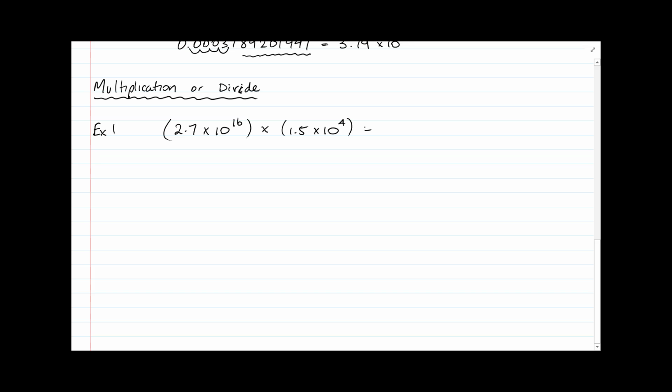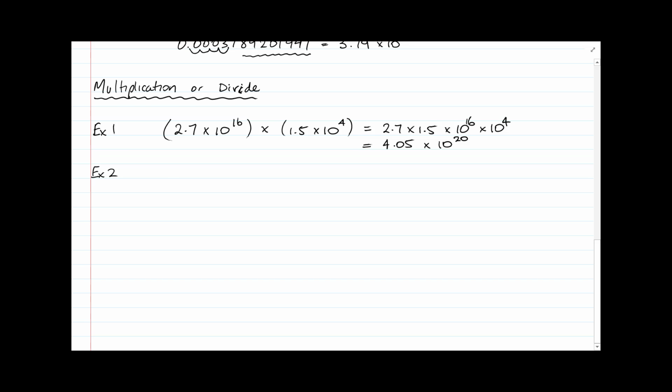Now multiplying these means that I can rearrange those values because they're all just multiplied together. So I'm going to rearrange it to be 2.7 times 1.5 times 10 to the power of 16 times 10 to the power of 4. And the good thing here is that 2.7 times 1.5 can just simply be evaluated to be 4.05. And 10 to the power of 16 times 10 to the power of 4 becomes 10 to the power of 20. Because one of our index laws states that you add the powers as long as the base is the same. So we get 4.05 times 10 to the power of 20.